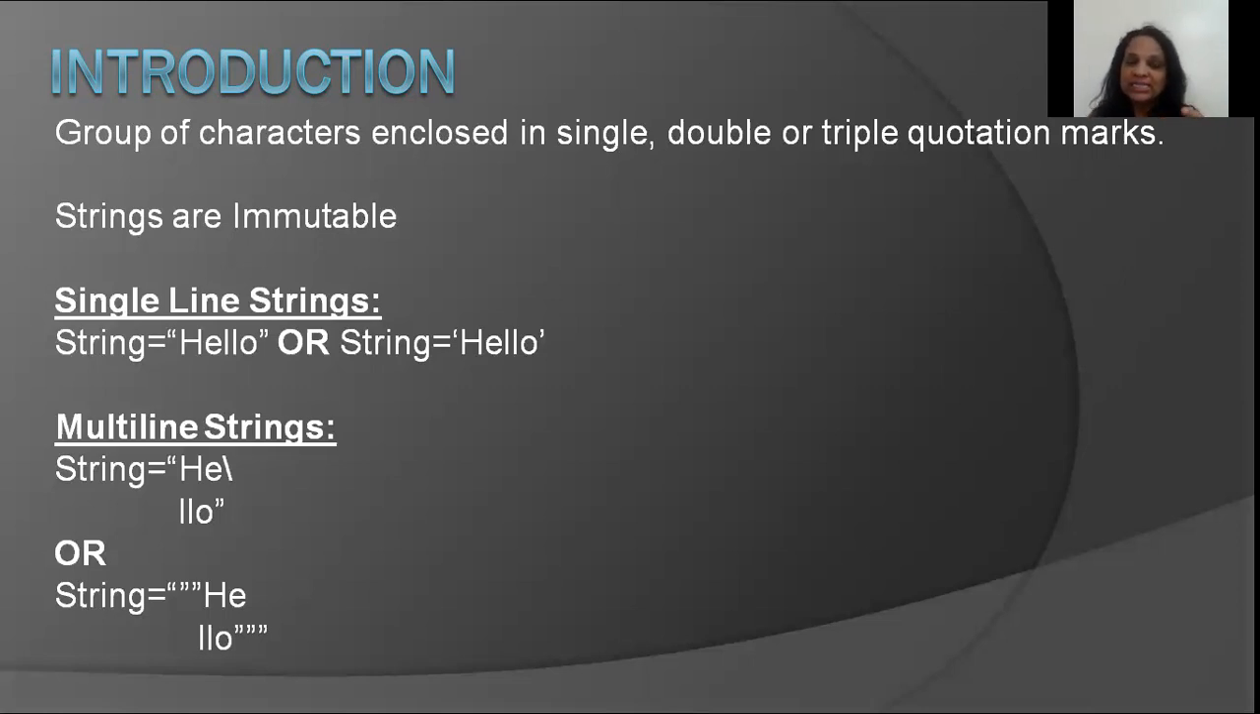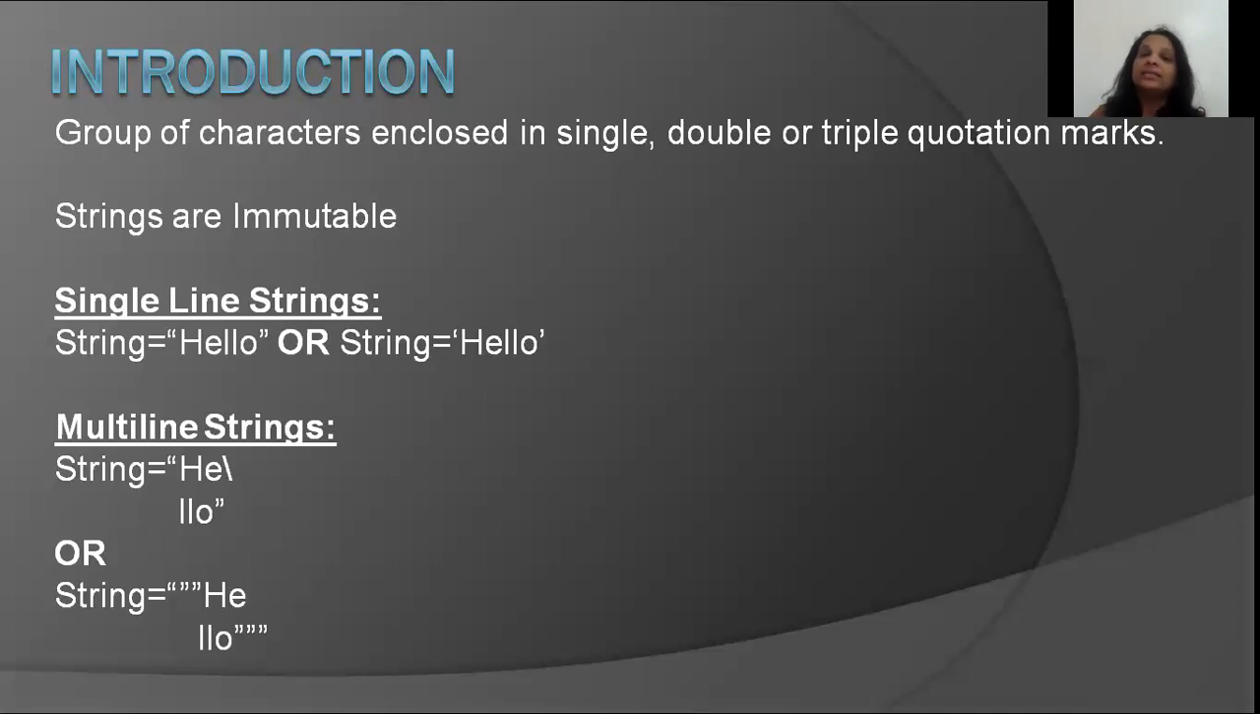But in the second scenario where we use triple quotation marks and we use the enter key, the enter, that's called the end of line character, is also going to be calculated as a part of the string, which means the length of the string is going to be HE, EOL character, that's the end of line character, and LLO, making it 3. So total length of the string is going to be 6.